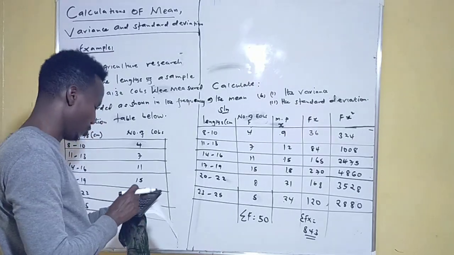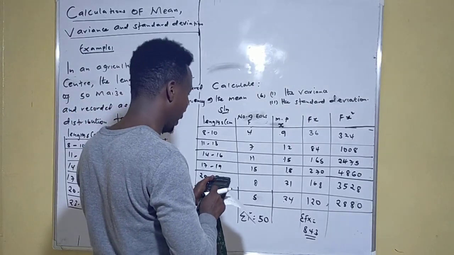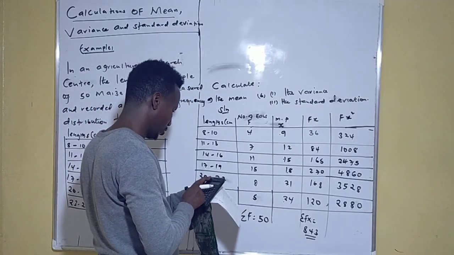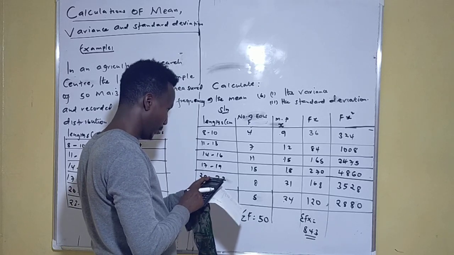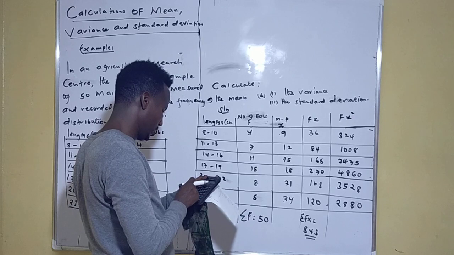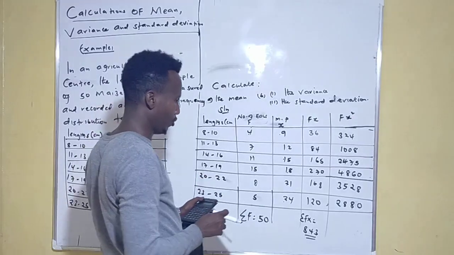Let me confirm once more. 84 plus 6 plus 165 plus 270 plus 168 plus 120. Yeah, 843.